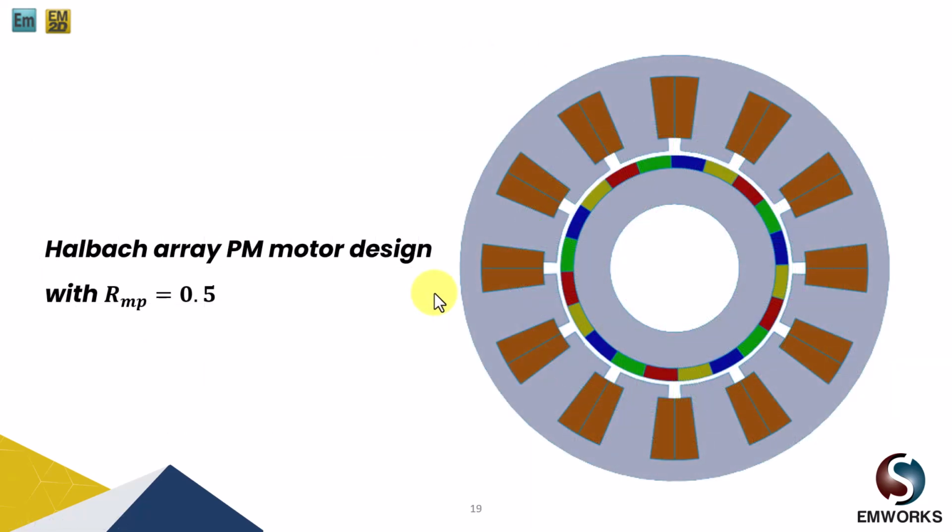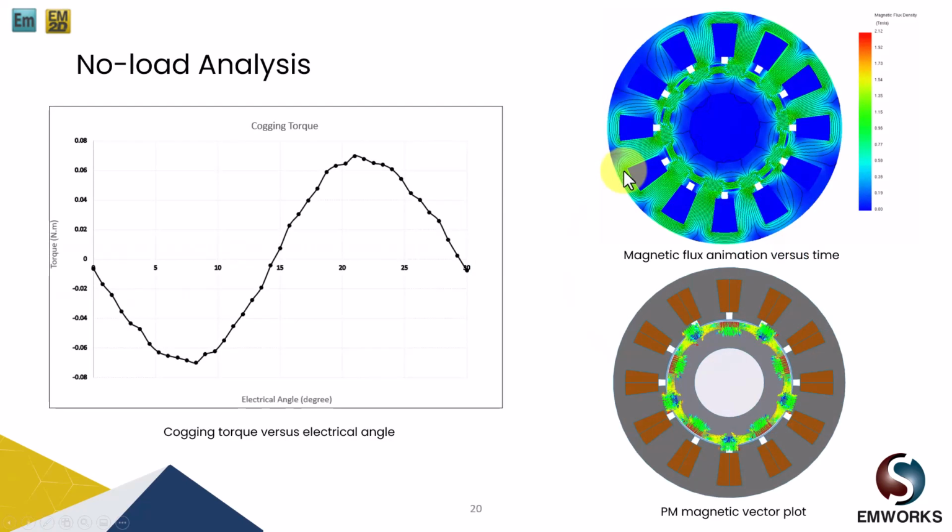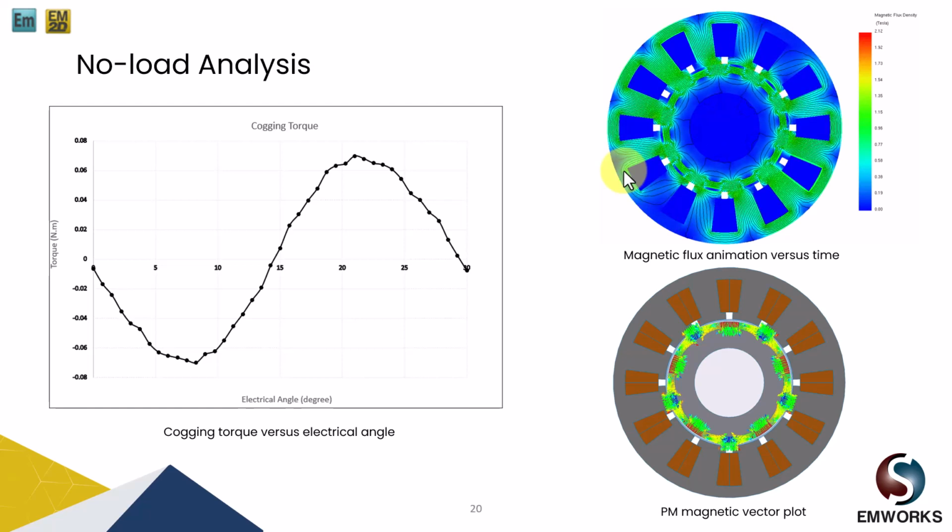Next, we have a magnet ratio of 0.5, where, as you can see, all the magnets, whether the red and the blue as radial arrangement or the yellow and the green as tangential arrangement, share an equal magnitude of magnet arc. And let's see its result. So it was observed that the no load cogging torque has further reduced. Therefore, this model comes out as the best to reduce the torque ripple of your machine among the three models.